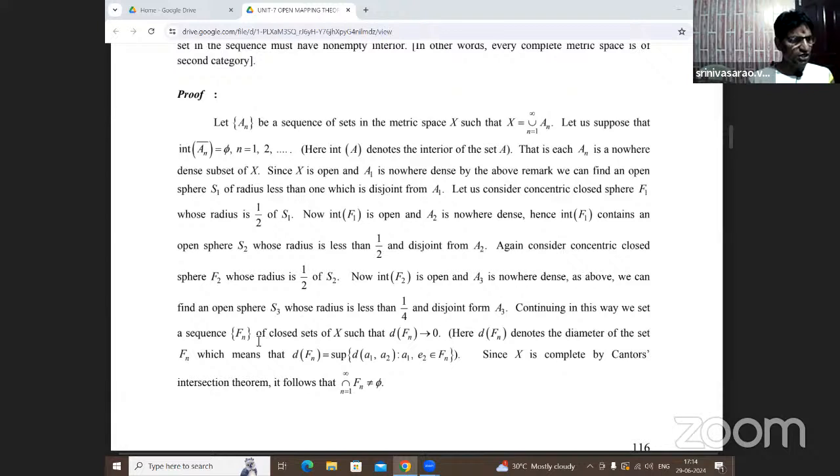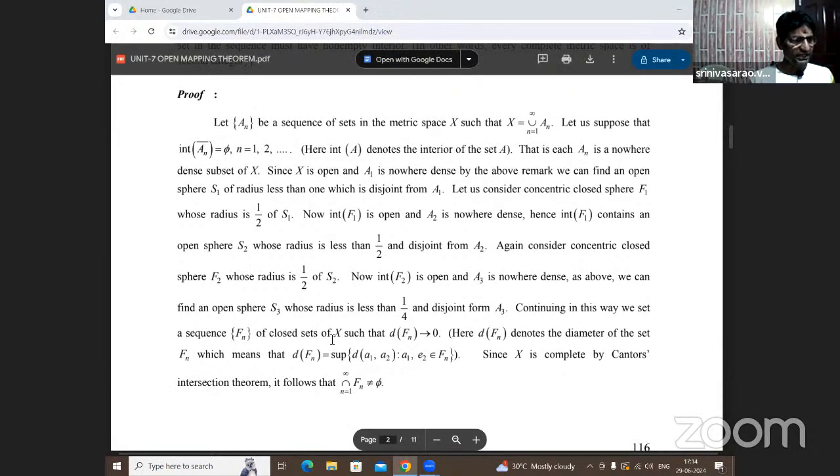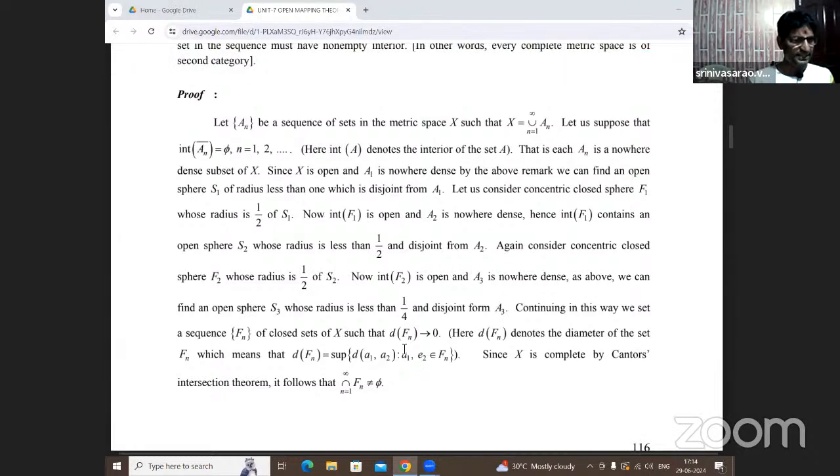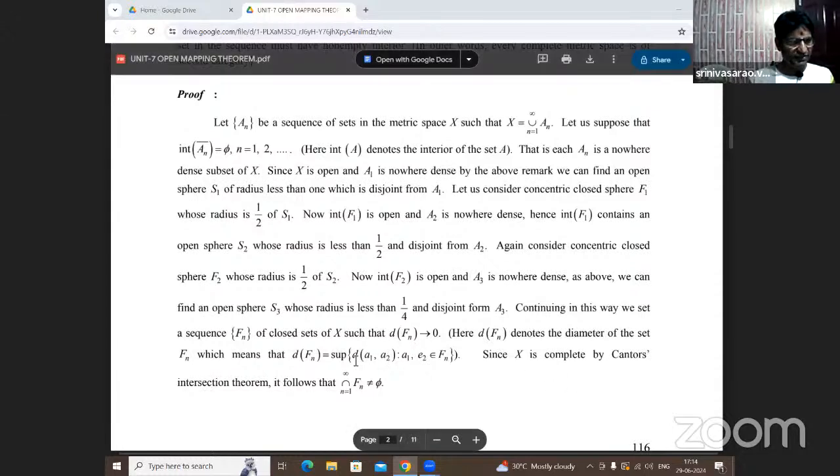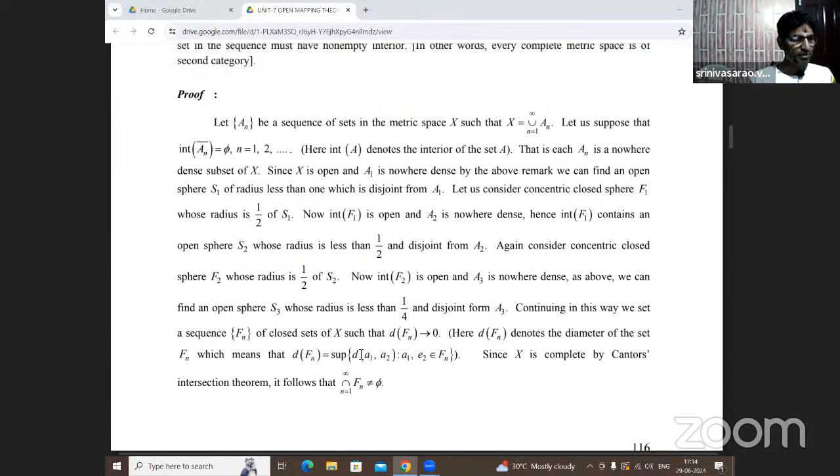Continuing this process, we get a sequence of closed sets F_n in X, and the diameter of F_n converges to 0. Here d(F_n) represents the diameter of the set F_n, which is the supremum of the distances between points A1 and A2 belonging to the concentric closed sphere F_n.